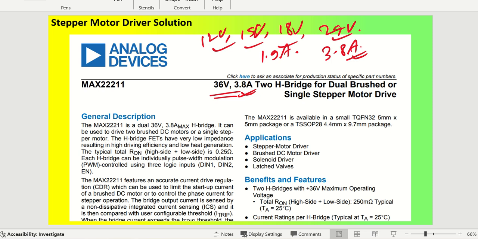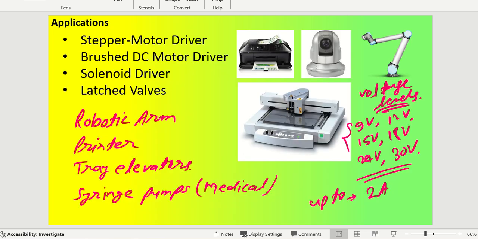If you talk about the various applications it can be used for, it is basically a stepper motor driver. So wherever stepper motors are used, you can utilize it: robotic arms, printers, tray elevators. This is a printer, this is robotic arms, this is tray elevators kind of thing. We have cameras as well, like moving cameras. In medical devices, you can utilize it in syringe pumps. Basically this is used for drug delivery and so on.